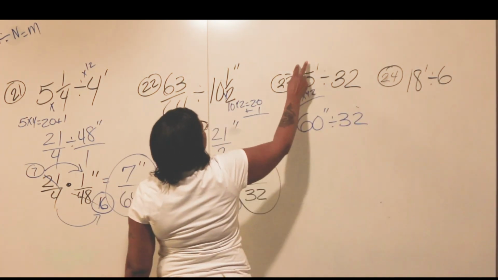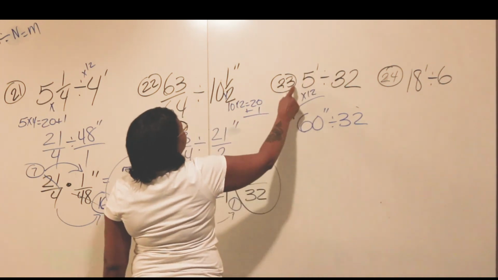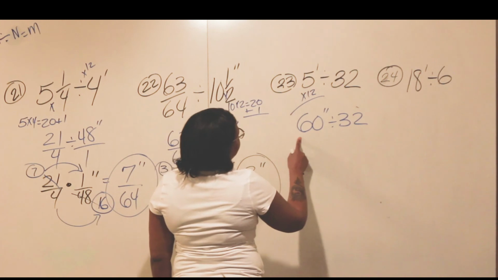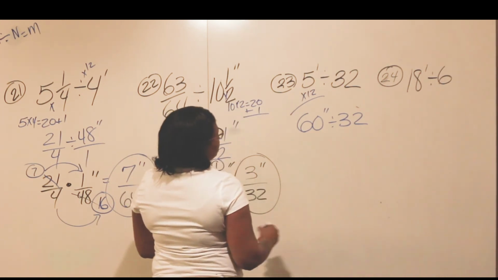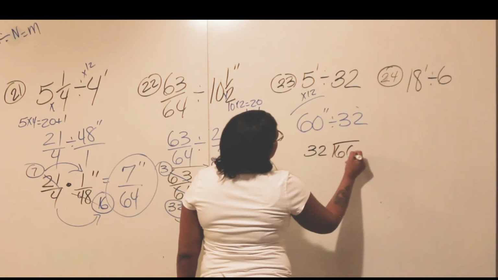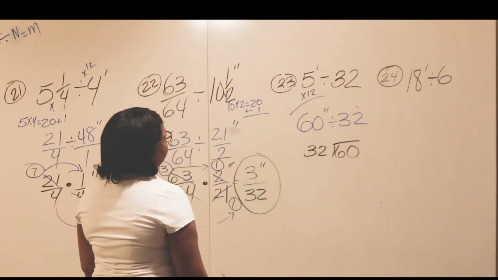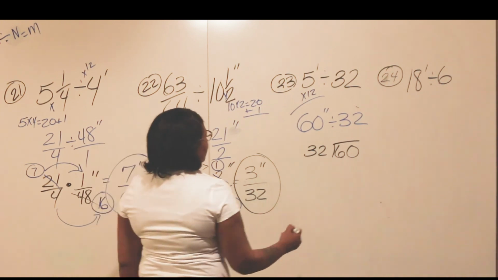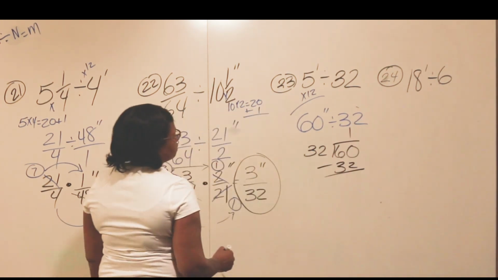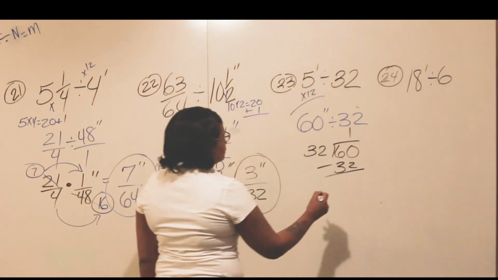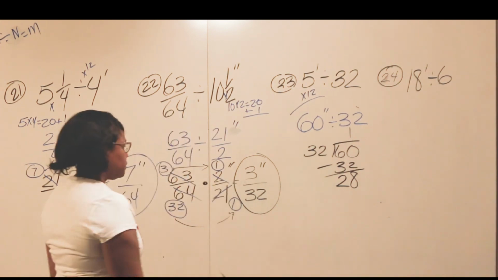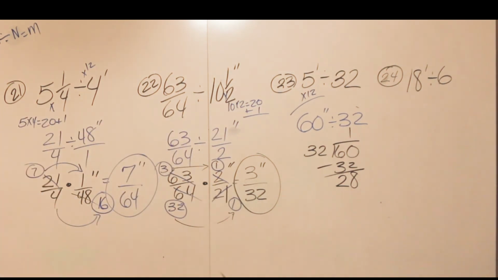So now we took the feet and converted to inches. Instead of saying 5 divided by 32, meaning 5 feet, we converted that to inches. So now we're saying, how many times can 32 go into 60? Goes in there 1 time. If we take 32 from 60, we're left with 28. 32 can't go into 28.